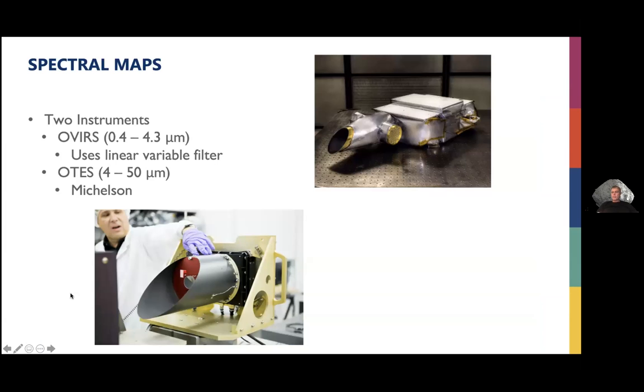So here's some examples of real hardware. So again, here's the spectral map. So OVIRS from 0.4 to 4.3, I think as built, maybe closer to 3.5. And then I think OTES actually extended out a little bit beyond 50 microns. They used 2 different spectrometer technologies.